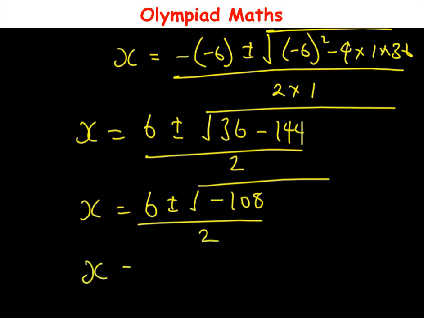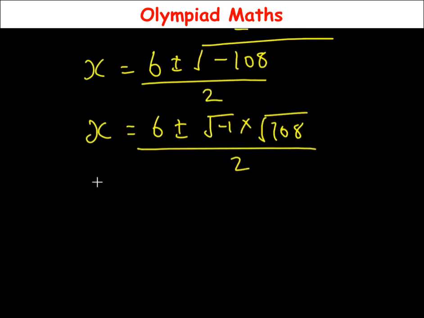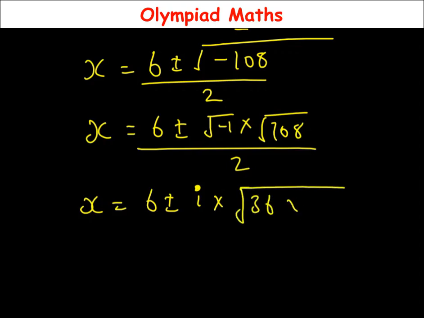So x is equal to 6 plus or minus, we can write root of minus 108 as root of minus 1 times root of 108, all over 2. So with this, the value of x is then equal to 6 plus or minus root of minus 1, which is i, times root of 108, which can be written as root of 36 times 3, all over 2.